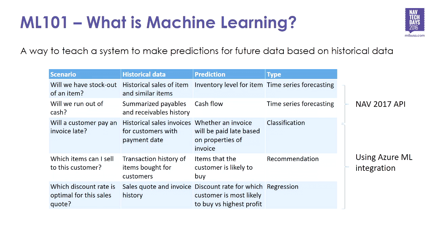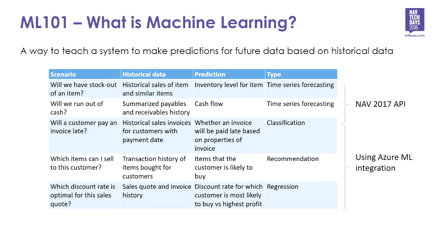My last example is the scenario is which discount rate is optimal for this sales invoice. So the idea would be to find a discount rate that would be optimal such that the customer will actually buy based on the quote, and we would get the optimal amount of profit. And the historical data there would then be at least sales quotes and invoice histories.